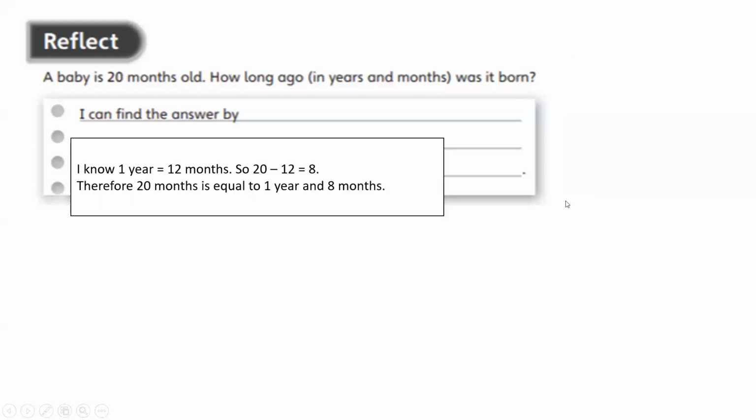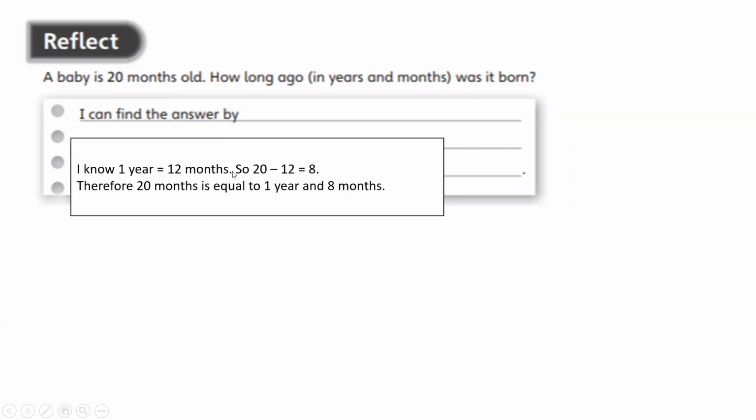Right, now for the reflect question. A baby is 20 months old. How long ago in years and months was it born? So we're doing 20 months and we're going to convert that into years and months. We know 12 months in 1 year. So 20 take away 12 is 8. So we know it's 1 year and 8 months.